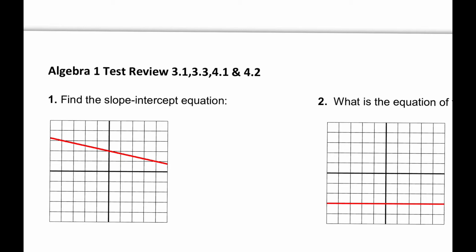The test on sections 3.1, 3.3, 4.1, and 4.2. So all this test is about linear equations, graphing, and finding the slope or using the slope and the y-intercept. So let's look at number one.